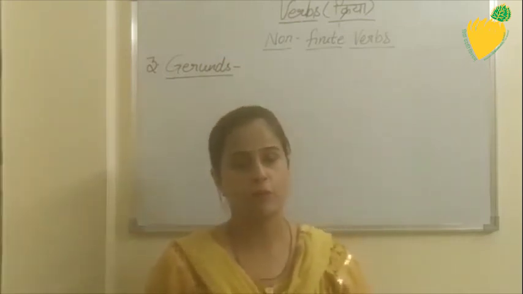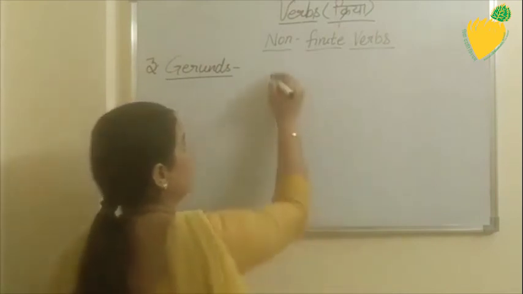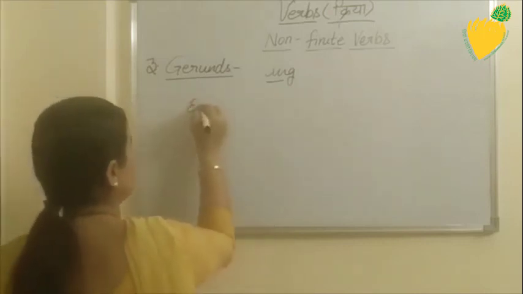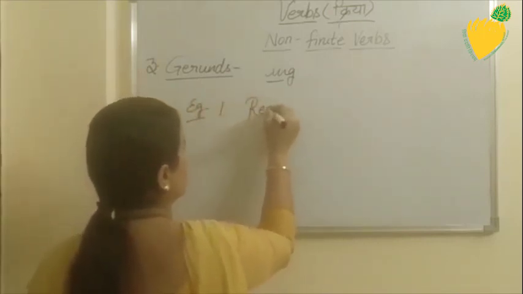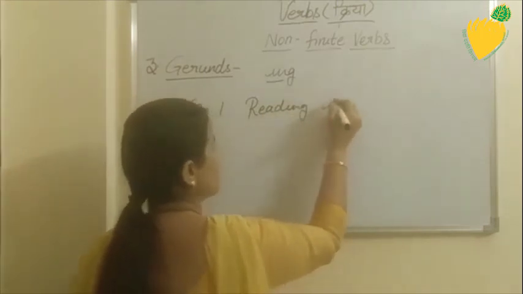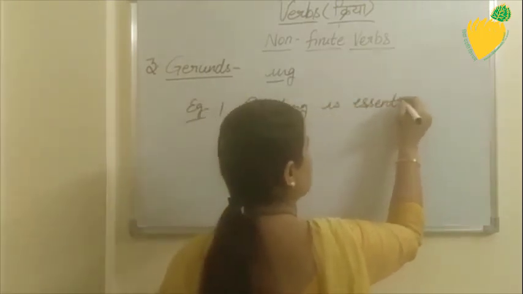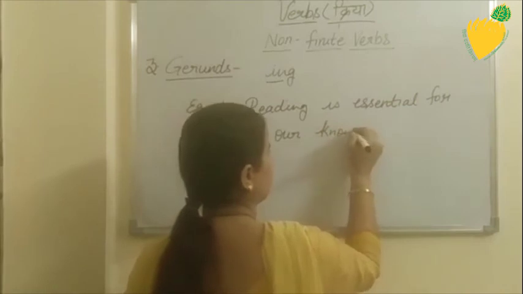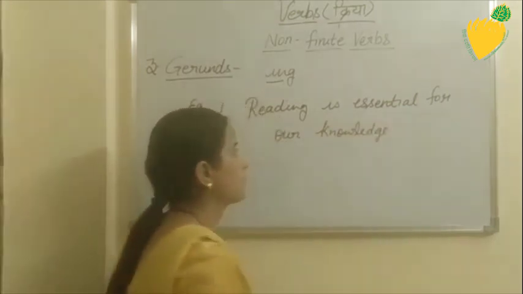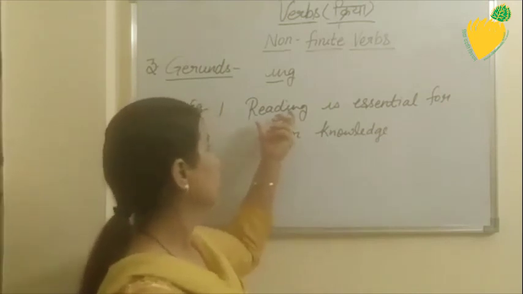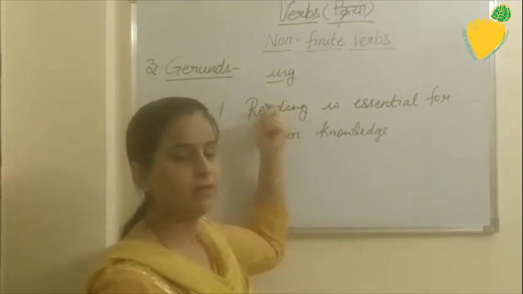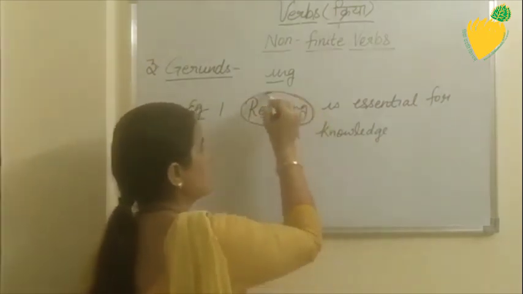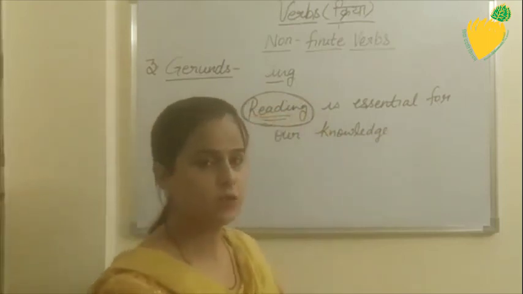Now the last type of non-finite verb is gerunds. Gerunds are the ing form of verb. It ends with ing. Now look at the examples. Reading is essential for our knowledge. In this sentence, read is exactly a verb, but in this sentence, read is working as a noun. So, this word reading is gerund.